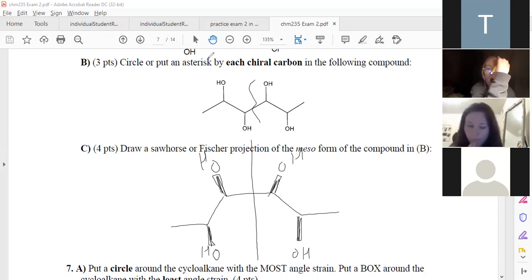If you have an even number of stereocenters, you draw between the 2 middle ones. So 1, 2, 3, 4, you draw between 2 and 3. If you have an odd number of stereocenters, so say you had 1, 2, 3, you would draw it on the second one, on your middle number. Does that make sense?